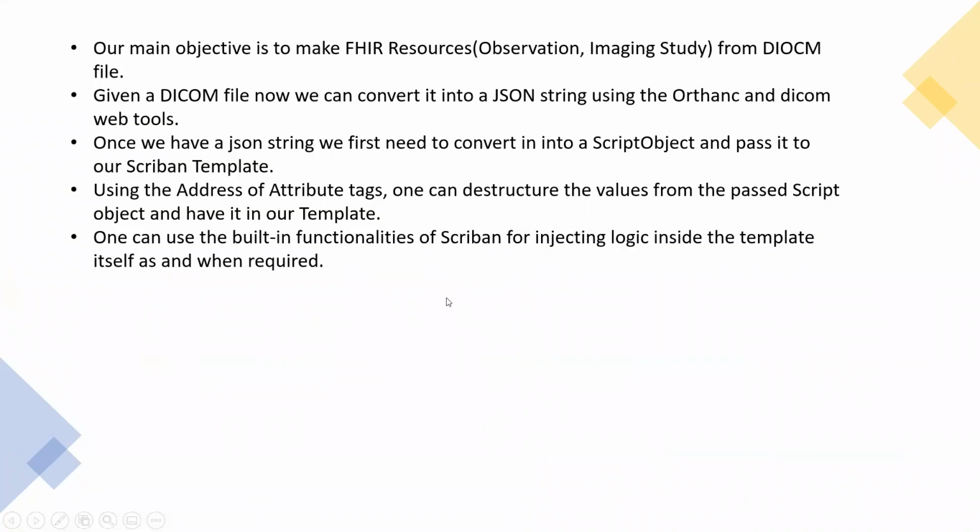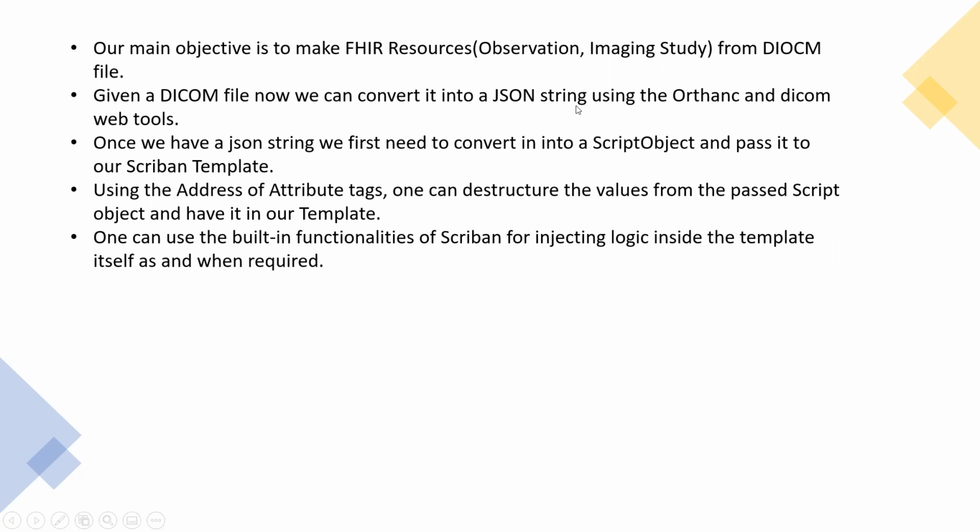The main objective of this session, or the main objective for the connectathon, is to make FHIR resources. It can be an observation resource or an imaging study resource from a DICOM file. In the earlier session, what we saw is that using a DICOM file, we were able to convert it into a JSON string using the Orthanc and the DICOMweb tool. So now we have a JSON string available with us.